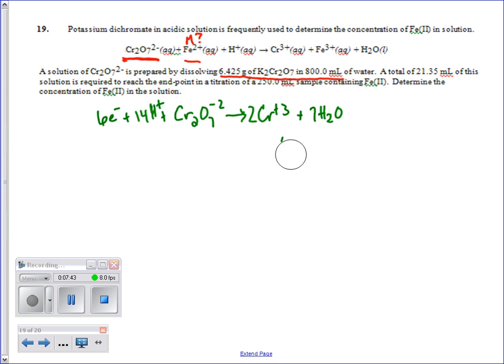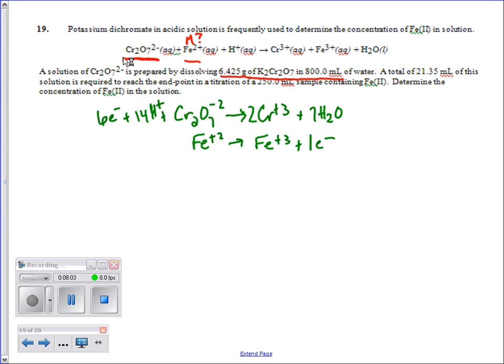My next step is to balance the other half reaction. Iron +2 going to iron +3. Balance everything but H's and O's, done. Balance O's, done, H's, done. Now we have to balance electrons, so I'm going to add 1 electron to the right.